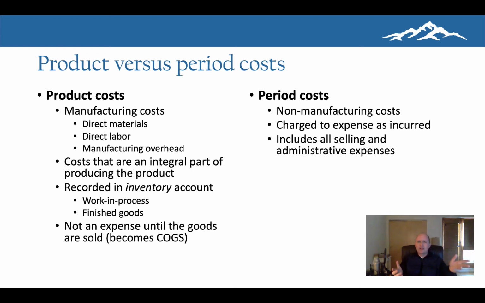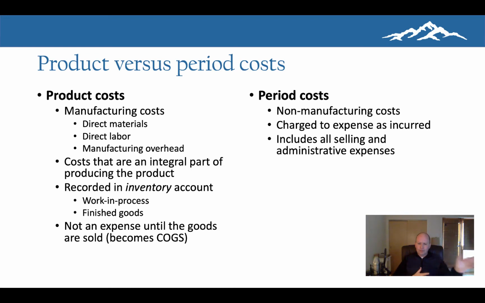So if you're building mailbox posts, the end of the year comes, there are 40 mailbox posts on the line. They're sitting in work in process. You've completed 100 mailbox posts. Those are sitting in finished goods. Both of those are inventory accounts on the balance sheet. They don't become an expense until the goods are sold. And if you remember from financial accounting, when you sell something, what is that? It's cost of goods sold.